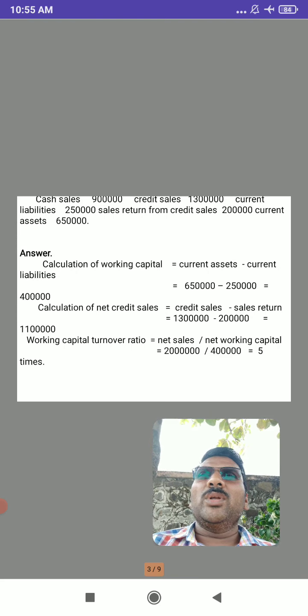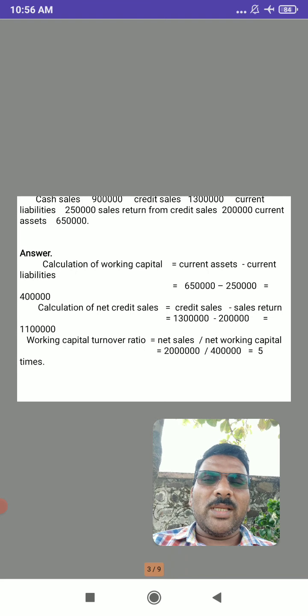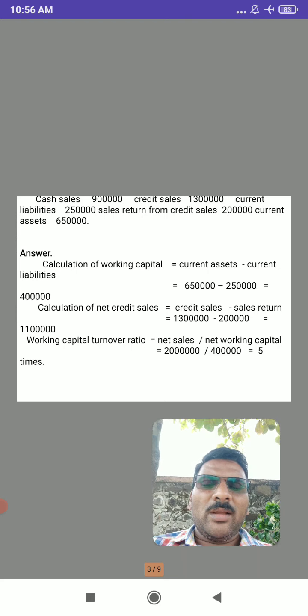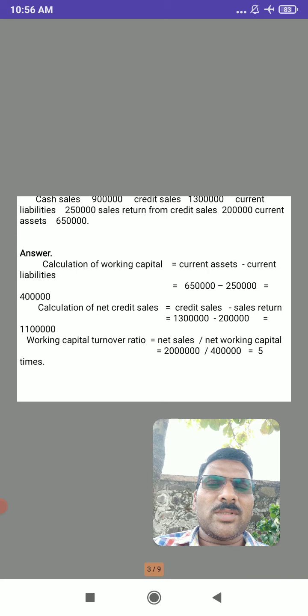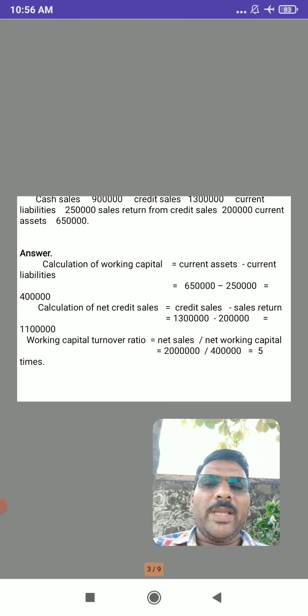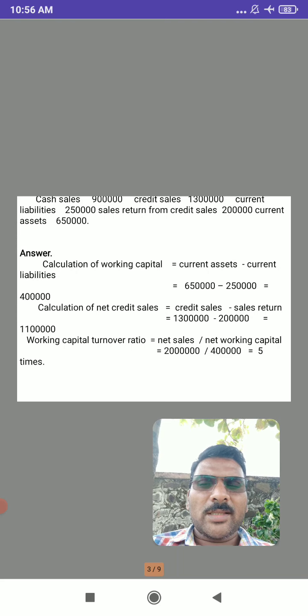Already we know how to calculate working capital. It is calculated by deducting current liabilities from current assets. As per the problem, current assets are 6,50,000 and current liabilities are 2,50,000. If we deduct, 6,50,000 minus 2,50,000, we get working capital as 4 lakh. So net working capital is 4 lakh.